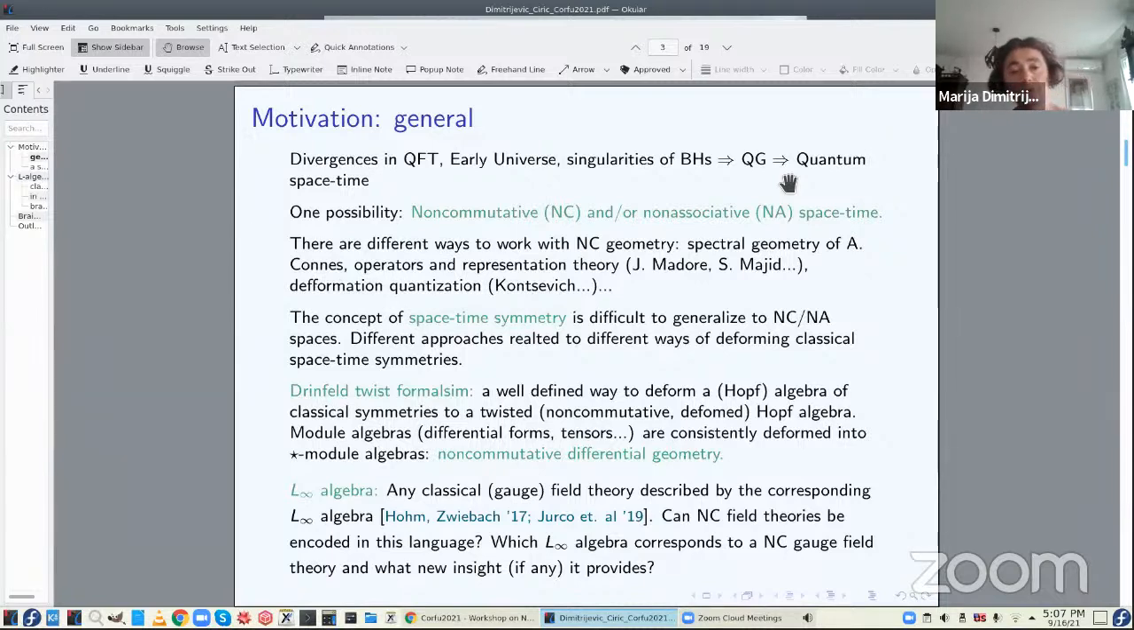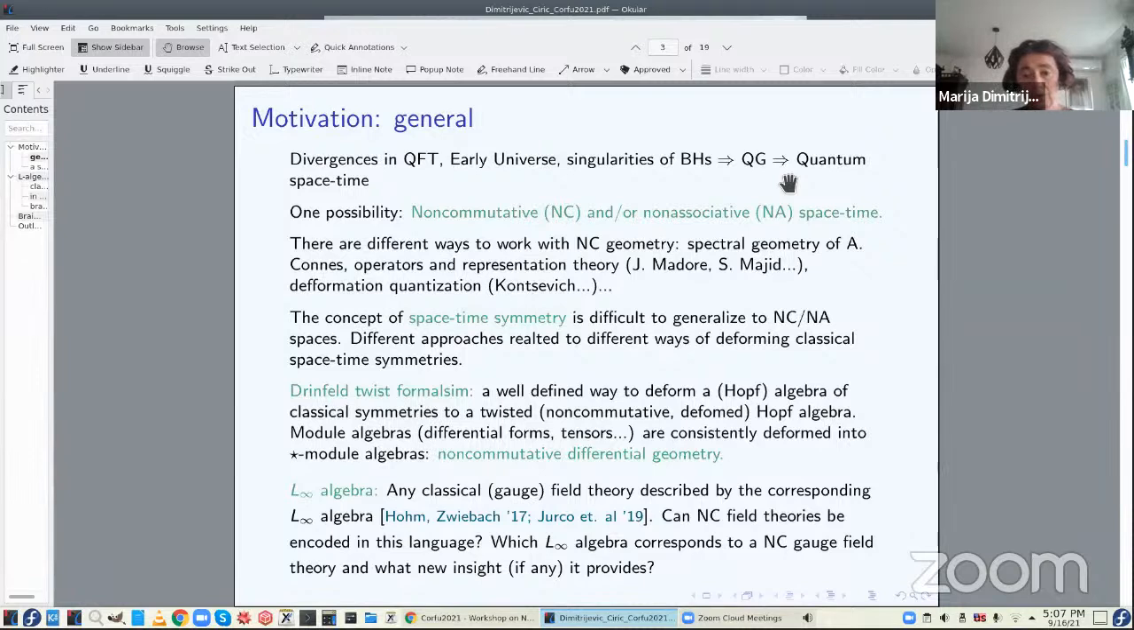So this Drinfeld twist formalism I will use in this talk, and I will just briefly sketch it on the next slide, just to introduce the notation. I will not bother you with that too much. The other concept that we are going to use is the concept of L-infinity algebra. And we saw this morning in this review talk by Olaf that any classical field theory can be fully described by its corresponding L-infinity algebra, and all the data like equations of motion, Noether and Bianchi identities, symmetries are encoded in this L-infinity algebra.